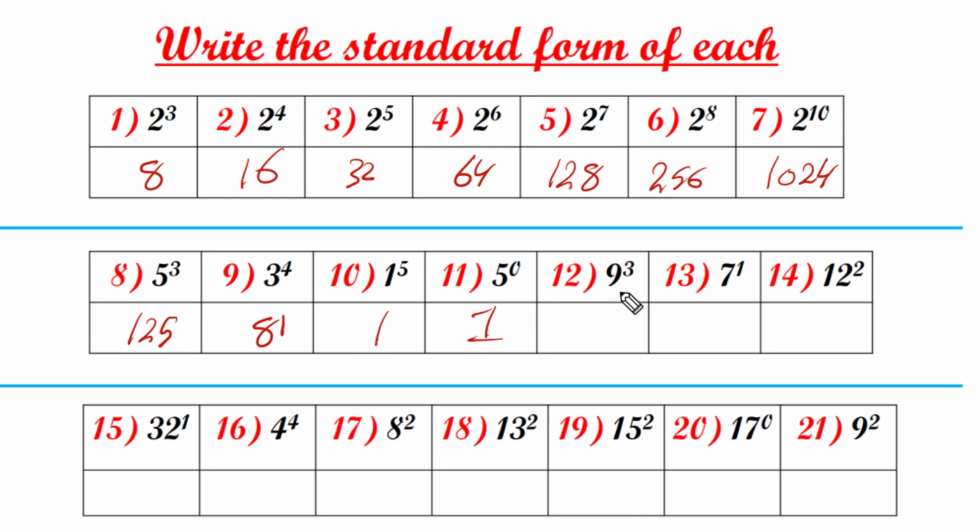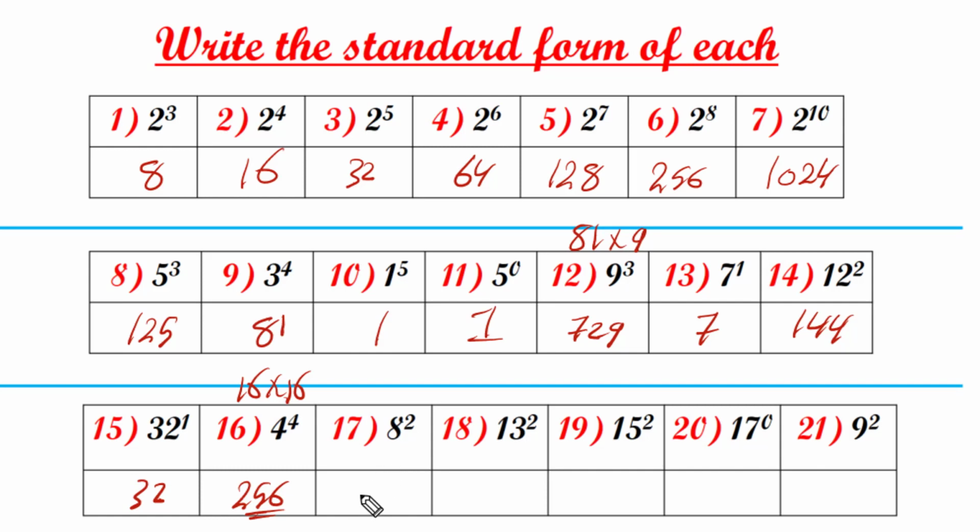9 raised to the power 3 means what? Means 81 times 9. Now we have 729. 7 raised to the power 1 equals 7. 12 squared means 12 times 12 equals 144. 32 raised to the power 1 equals 32. 4 raised to the power 4 equals 256. You can find it as 16 times 16.